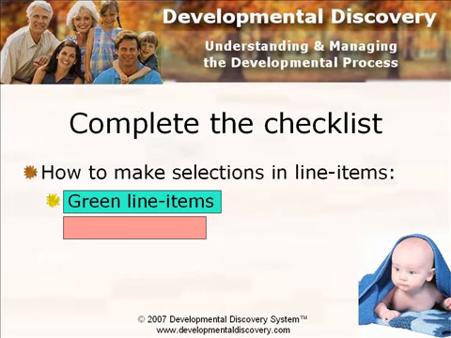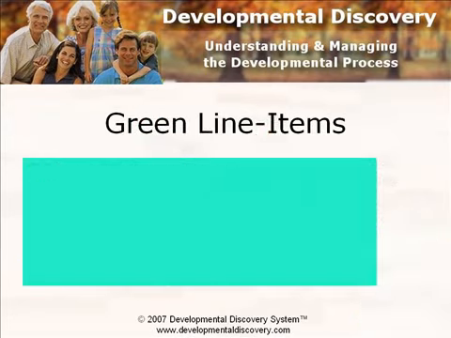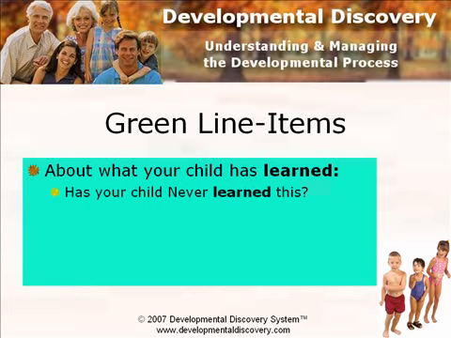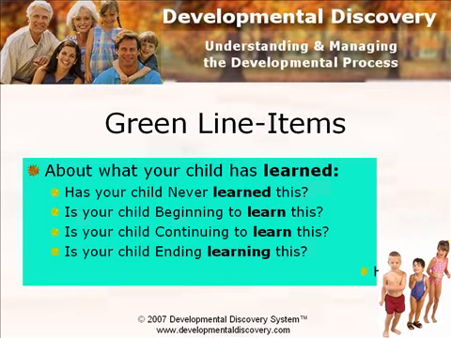How do we make the selections in the line items of the checklist? Some are green, others are pink. How we decide to mark these items changes based on the color of the line item. Green line items are about what your child has learned. Has your child never learned this, or is your child unable to learn? Is your child beginning to learn this? Is your child continuing to learn this? Is your child ending the learning of this? Has your child finished or accomplished learning this?